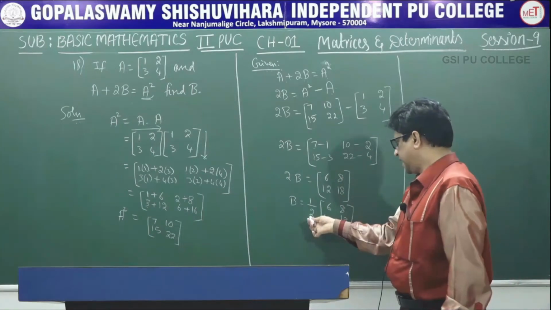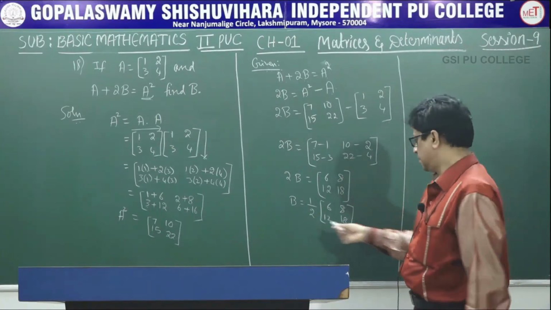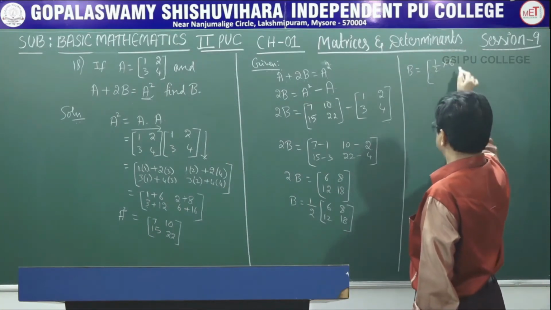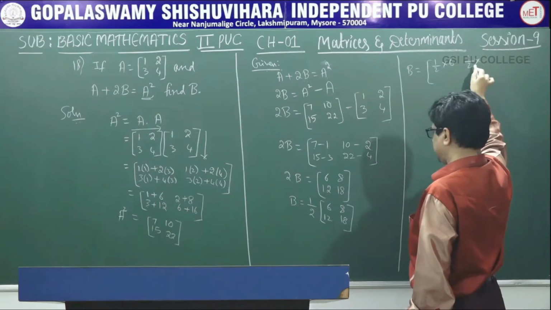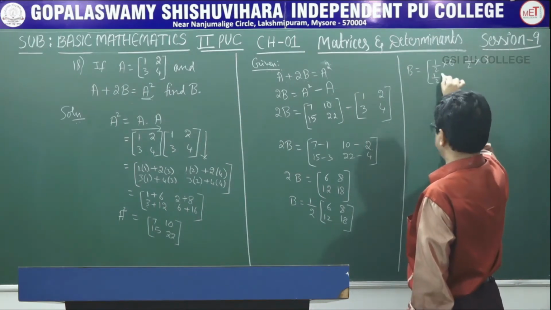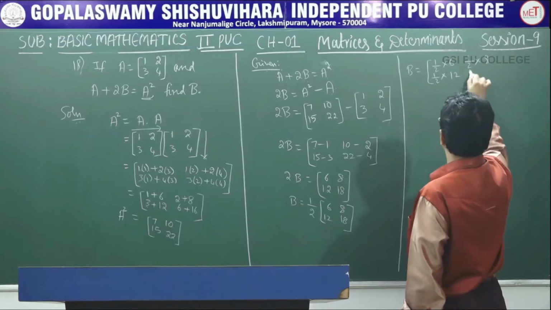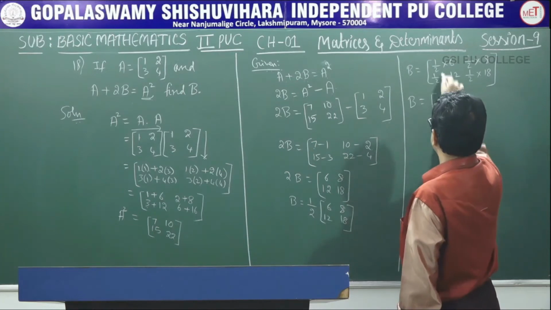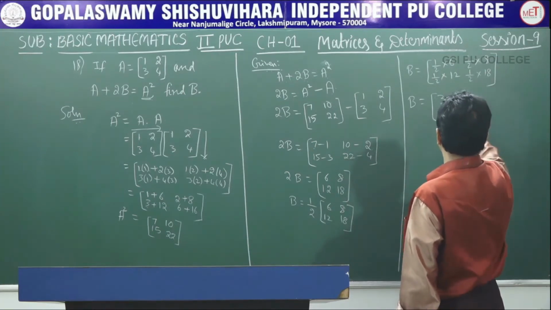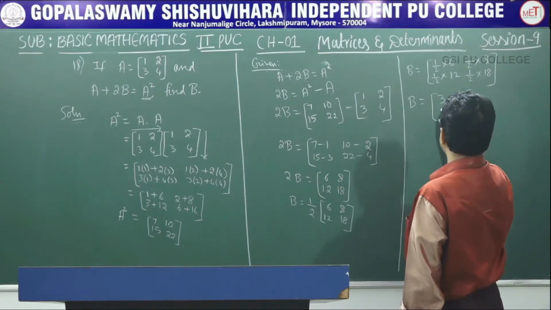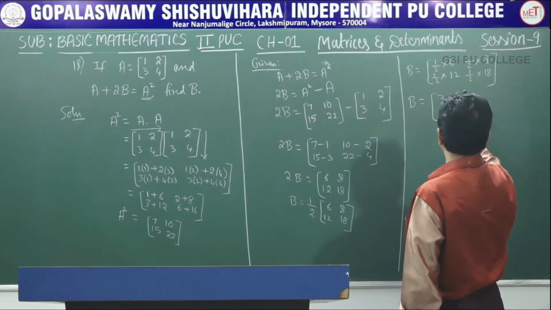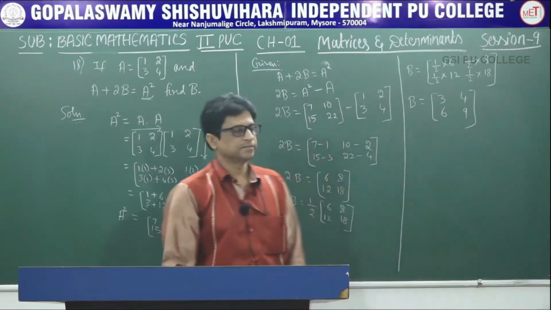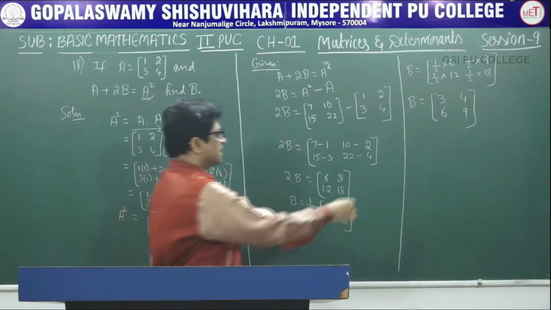So, this is scalar multiplication of a matrix. So, B equals half into 6, half into 8, half into 12, half into 18. So, B equals half into 6 is 3, half into 8 is 4, half into 12 is 6, half into 18 is 9. So this is the required matrix B. So that completes this problem.